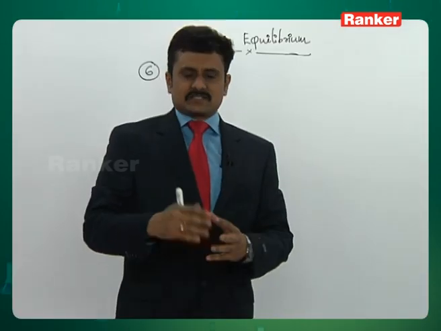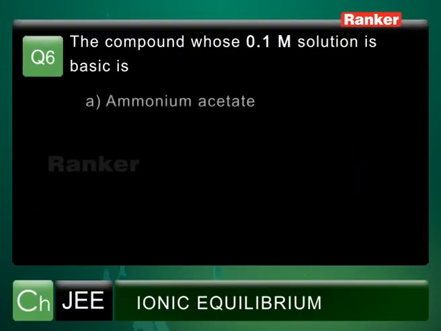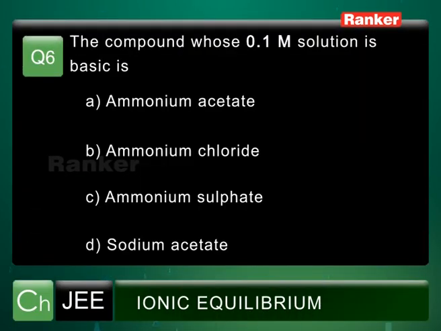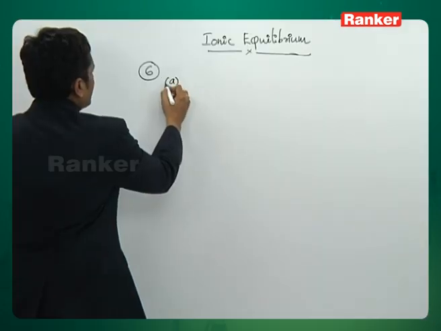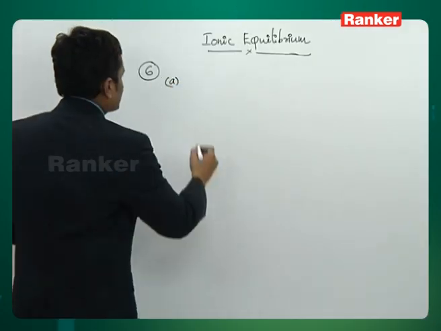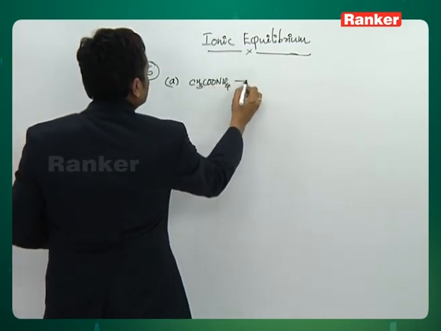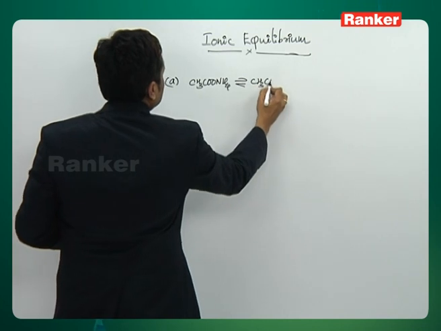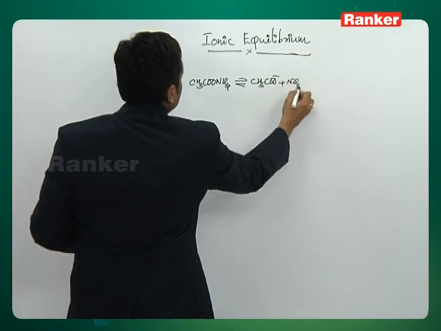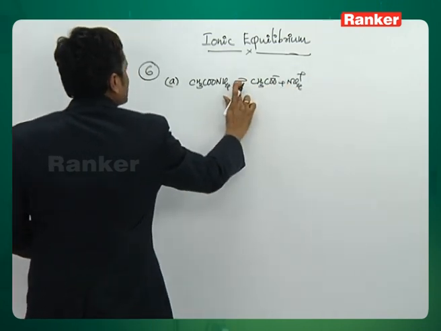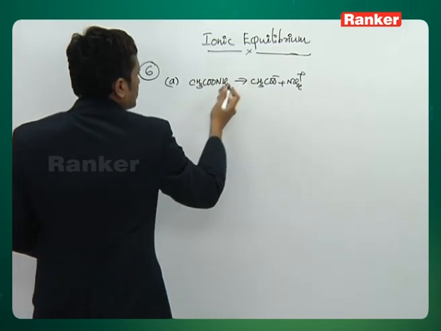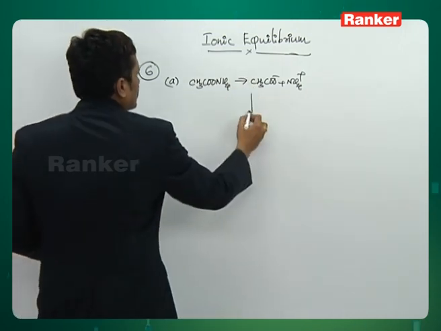Now we have a question in which the solution whose aqueous solution is basic is being asked and concentration is given. Now we have various options A, B, C, D. And if you take option A, we have the compound ammonium acetate, that is CH3COONH4, which is going to dissociate into CH3COO minus and NH4 plus. To be more precise, this is not a reversible reaction because it is completely soluble.